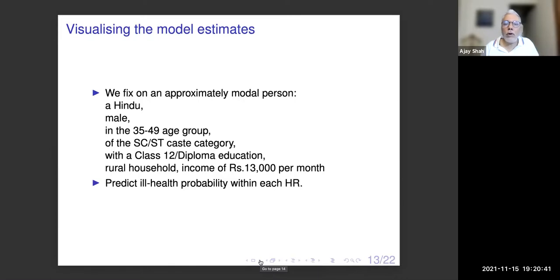So for that, what we do is we focus on exactly one person. We find the commonest category of an individual in India, and that turns out to be a Hindu male, age 35 to 49, who is SC/ST, who has class 12 education, is a rural household, had a family income of 13,000 rupees per month. Okay, this is the commonest individual out of all the different kinds of individuals in India. And for this individual, we use statistical models and we predict the ill health probability of the same identical person in all the 102 different regions of India. So could we go to the next slide?